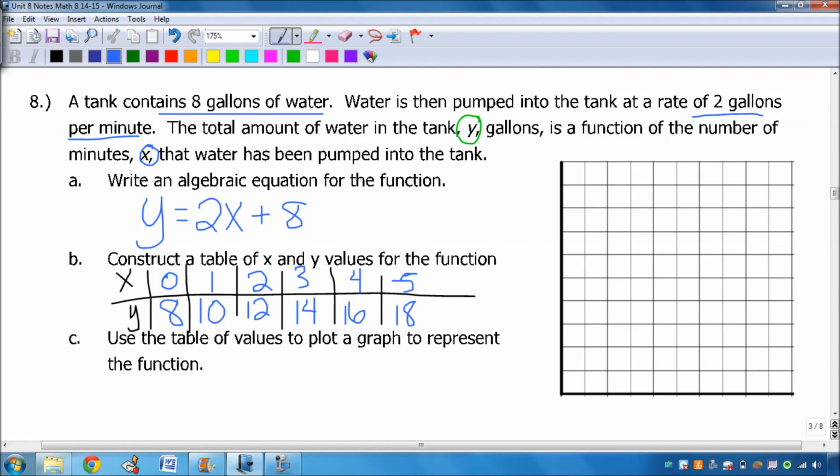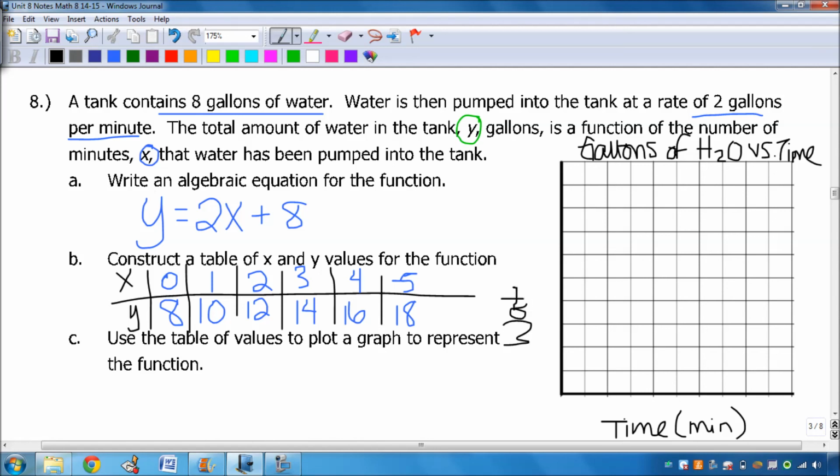And then it says use the table of values to plot a graph to represent the function. So first thing we've got to do is make a title, okay? So we are going to say gallons of water versus time. All right, and I'm going to say H2O, just to make things a little bit easier. So our independent variable is time, and it's measured in minutes. All right, and our dependent variable right here is gallons of water, or amount of water, and it's measured in gallons.